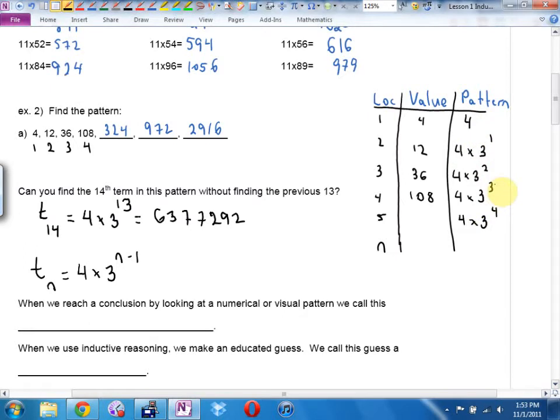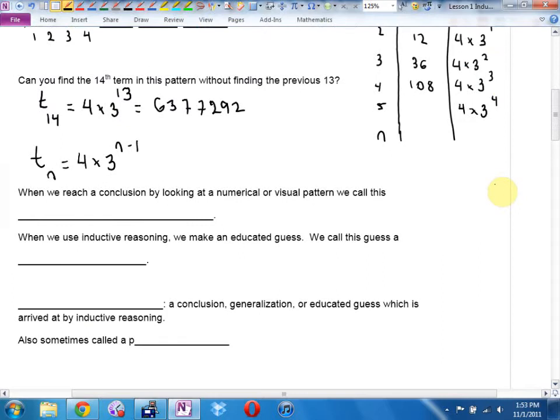When we reach a conclusion by looking at a numerical pattern or a visual pattern, we call this inductive reasoning. What we just did was inductive reasoning. When we use inductive reasoning, we make an educated guess. We spot the pattern. The fancy name for this guess is called a conjecture. You may have heard that term before. It's from logic and reasoning. You make a conjecture, and then you try and prove or disprove the conjecture.